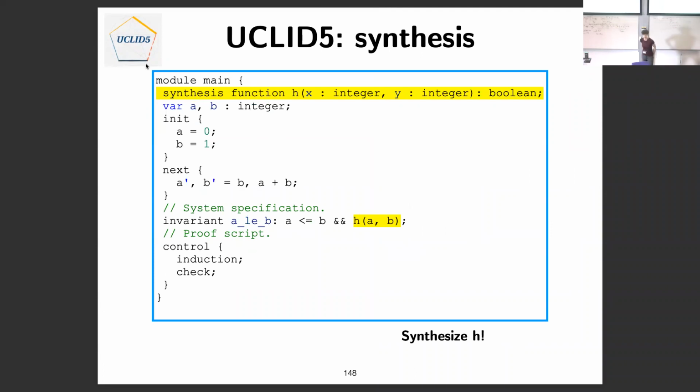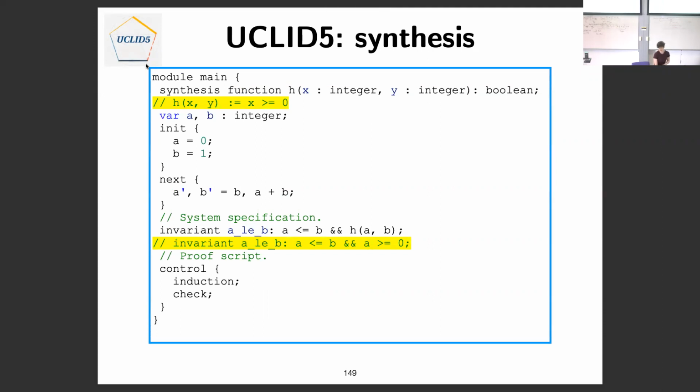We're too dumb to figure out how to strengthen this by ourselves. So what we want to do is synthesize this strengthening. We're putting in this synthesis function, which is called H, into our invariant, and we're going to say find H such that we pass all our verification conditions.